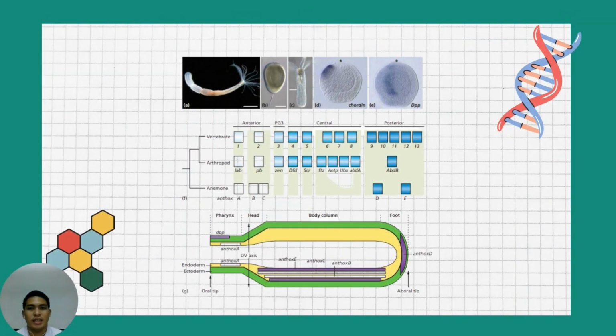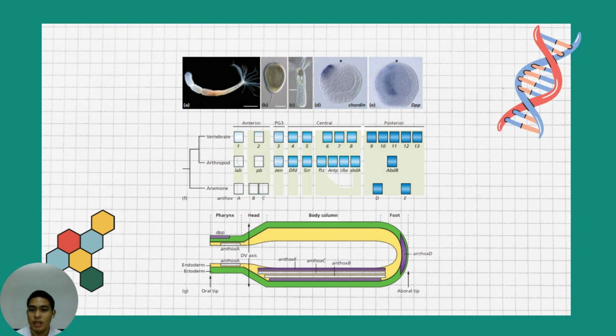I have here an illustration which shows developmental gene expression in the anemone Nematostella. As you can see in figure A, it is the Nematostella polyp, with a scale bar of 1 centimeter. In B, we have the planula larva, with a scale bar of 70 millimeters. In figure C, we have the primary polyp, with a scale bar of 80 millimeters.